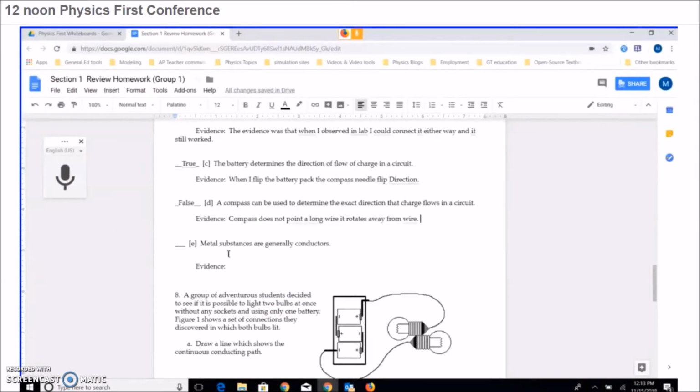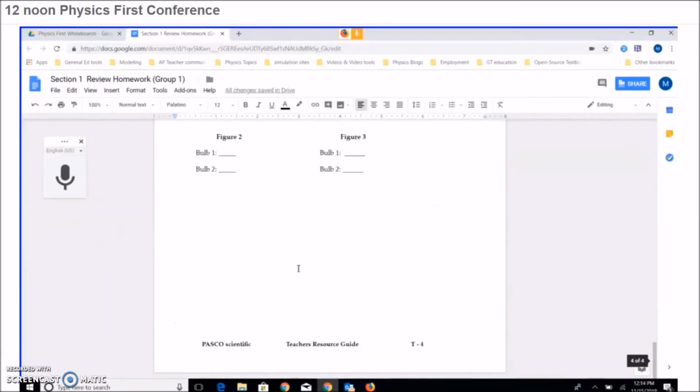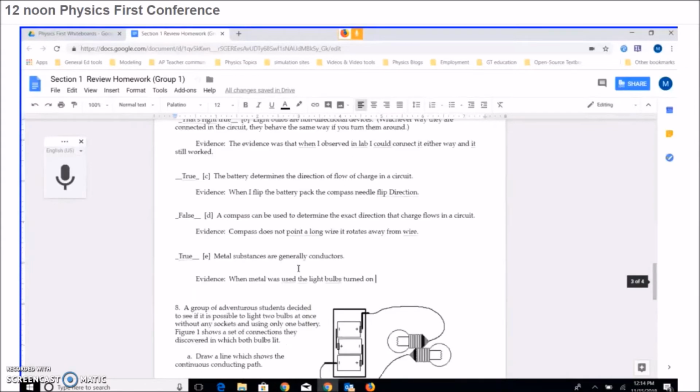Okay, the next one. Metal substances are generally conductors. True. And what's your evidence? Think about what they did. Yeah, the light bulbs light up. Exactly. When metal was used, the light bulbs turned on. Nice. Okay, so we only have a few more and we're almost done.